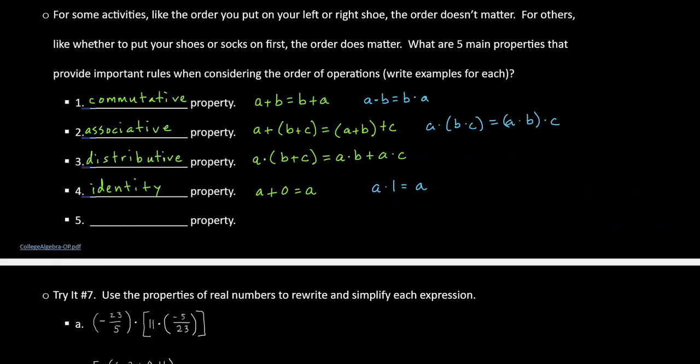And the last property is the inverse property. And for addition, if you add the inverse, the additive inverse it's called, you get 0. And for multiplication, the multiplicative inverse is just 1 over the value. And if you multiply this together, you get 1. So here you have the additive inverse, and here you have the multiplicative inverse. And this second one here will show up a lot.